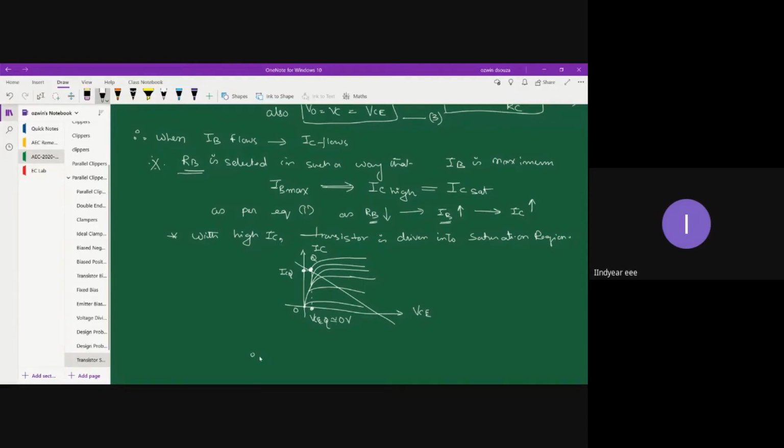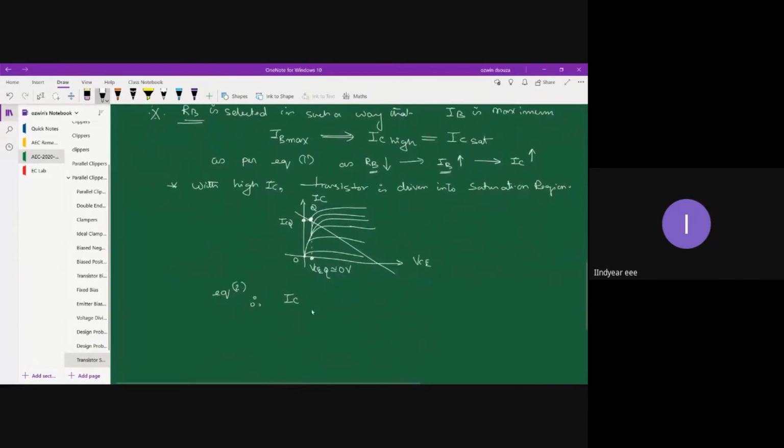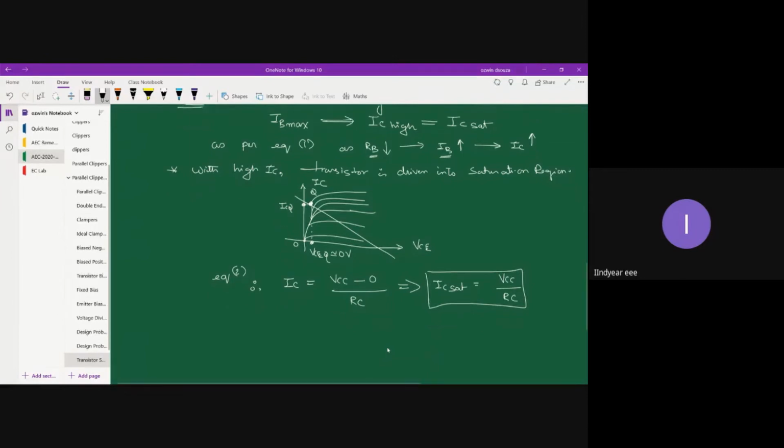Therefore, IC, that is equation 2. Go back to equation 2. Equation 2 says IC is equal to VCC minus VCE divided by RC. So IC can be written as VCC minus VCE, but VCE is very close to 0. So it is VCC minus 0 divided by RC, and that's the reason this IC can be taken as IC saturation. So IC saturation is VCC by RC. So current is maximum.